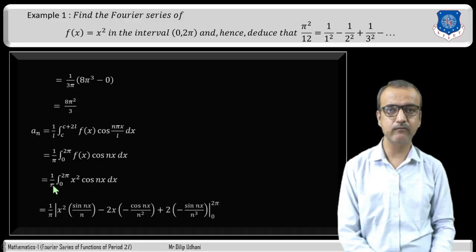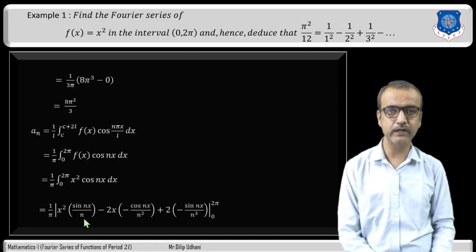So you can see that 1 upon pi will be as it is. Now what is Bernoulli formula? First of all, you have to write down the function x square as it is. Now find out its derivative and write down over here. So derivative of x square is 2x. Then after again find out the derivative of 2x. So 2 will be as it is, and derivative of x is 1. Okay. Then after you have to integrate cos nx, and integration of cos nx is sin nx by n.